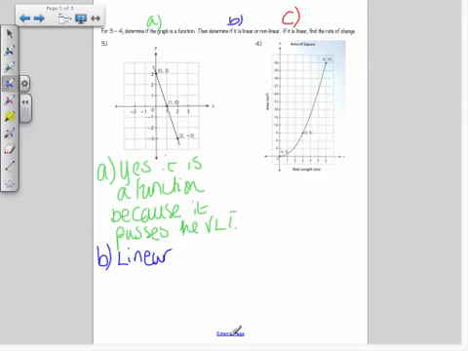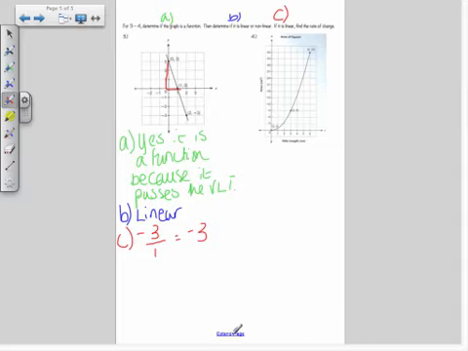Because it is linear, I can find the rate of change. Now remember, there's several different ways I can do this. I can figure out how much the change in y is over the change in x. So I can figure out that it went down 3 and over to the right 1. So I can say it's just negative 3.